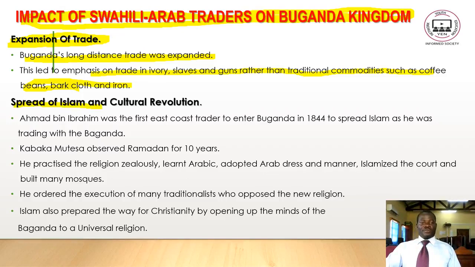It also led to the spread of Islam and cultural revolution. So the arrival of the Swahili had an impact on trade, number one. Number two, there was the spread of Islam as well as cultural revolution. Ahmad bin Ibrahim was the first East Coast trader to enter Buganda in 1844 to spread Islam as he was trading with the Baganda. He came to trade in Buganda, but he also introduced Islam there.